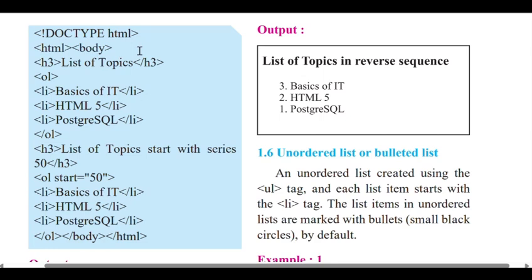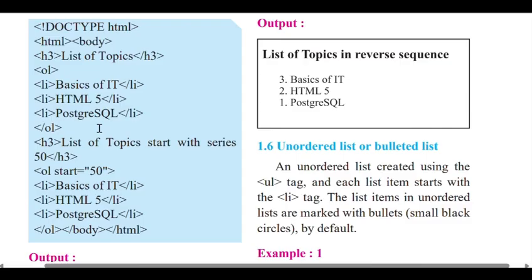Simple doctype HTML. Here we are not using head tag. Doctype HTML, and directly after HTML we are starting body. In body we are taking h3, list of topics. h3 will be displayed on the web page, and then h3 close. OL stands for ordered list, so OL tag is started here, and LI stands for list. Under OL tag, list: basics of IT, HTML5, PostgreSQL.